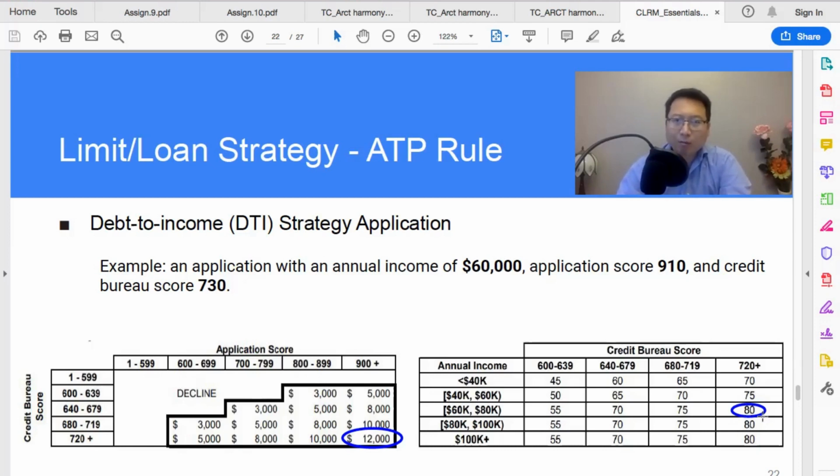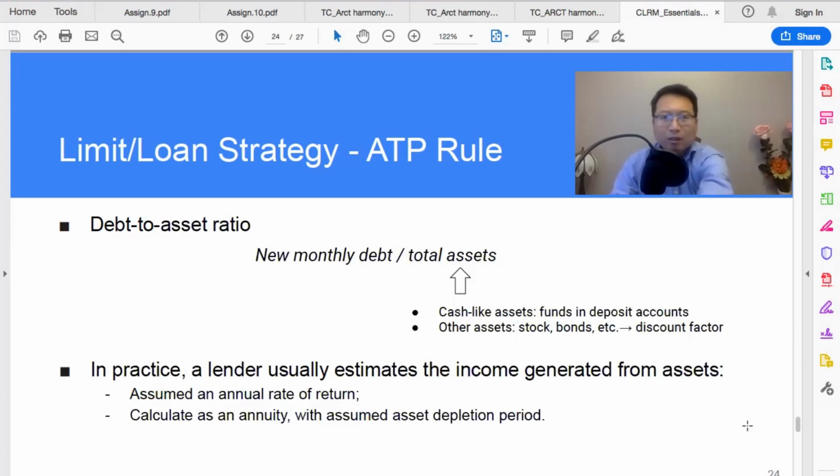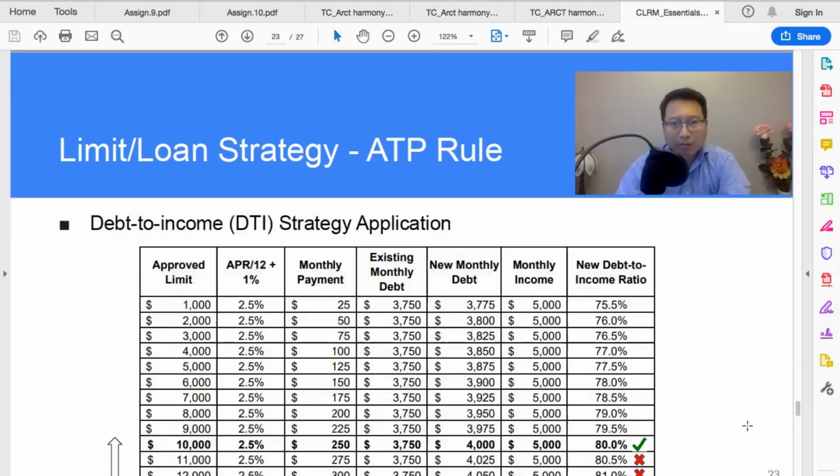So next, we need to evaluate whether this $12,000 initial limit would make the consumer's new debt to income ratio still within 80%. We need to look at that. If not, we have to lower the $12,000. Okay, so we need to do a few calculations here. In reality, there's a system, right? There's an algorithm on the system that calculates it automatically.